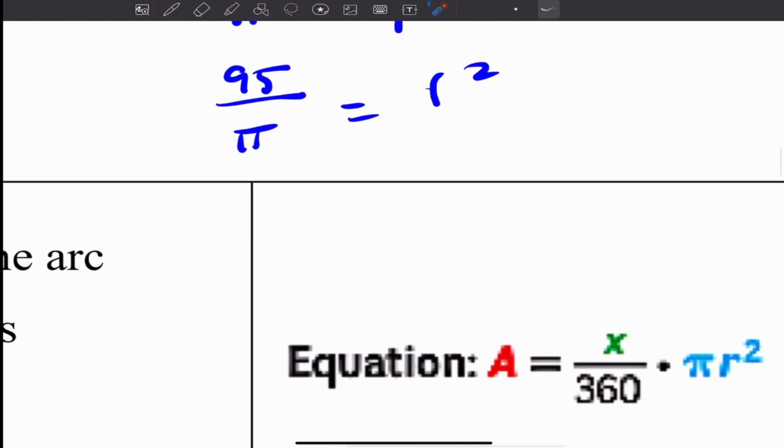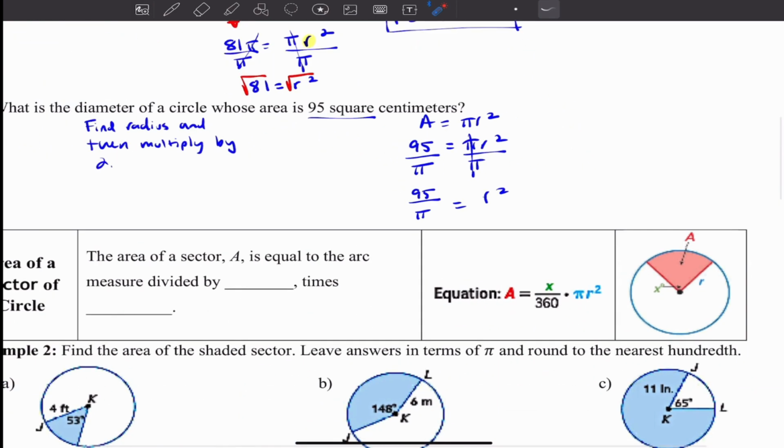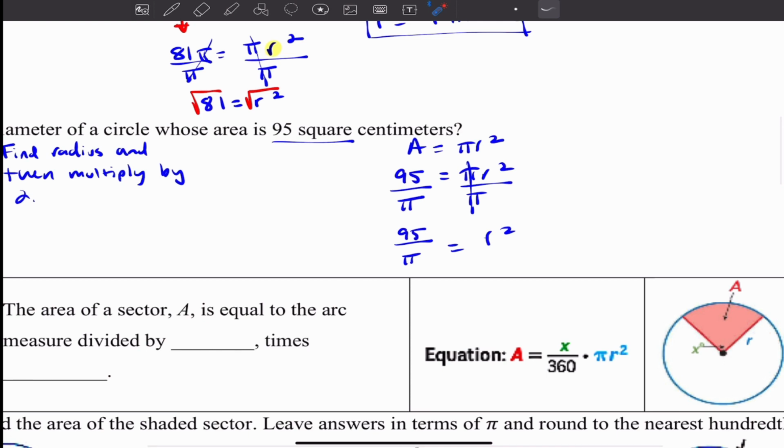So this is where we are right now. 95 over pi equals r squared. Just like what we did before, we need to take the square root on both sides to get r by itself. So when you take the square root, you're taking the square root of r squared, and you are taking the square root of this whole fraction here, the square root of 95 over pi.